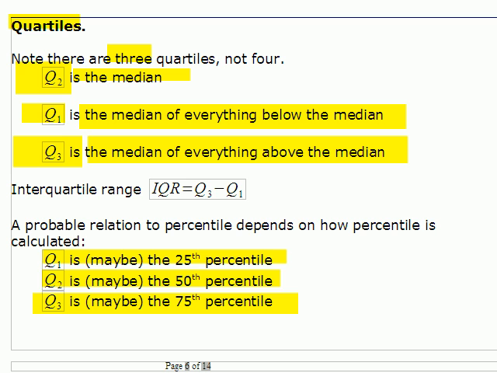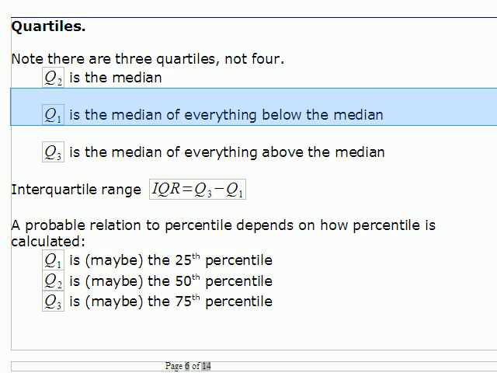Now, once you have Q1, Q2, and Q3, let's look back here a minute, you can then compute what's called the interquartile range. You might think this should say intra-quartile range, but it's called the interquartile range, and you get it by subtracting the smallest one, Q1, from the largest one, Q3. And that's going to be used in a few minutes.